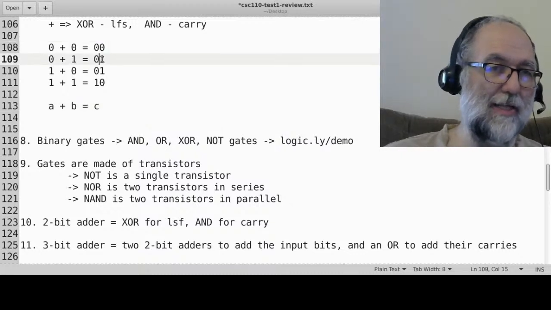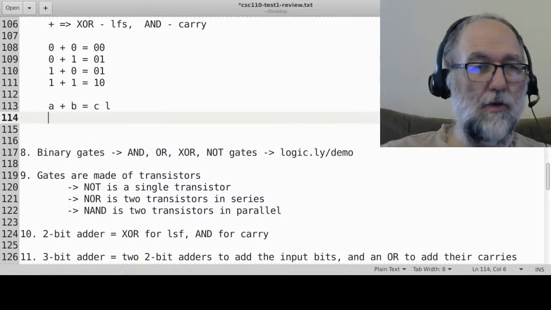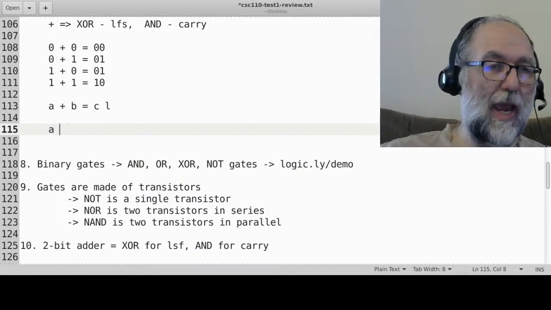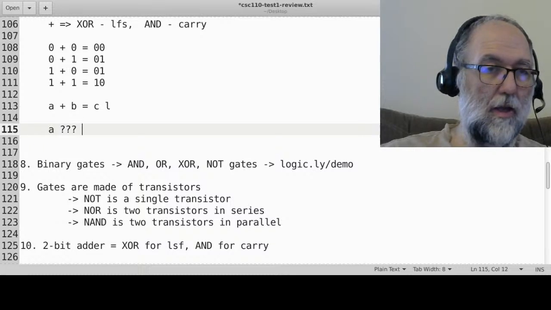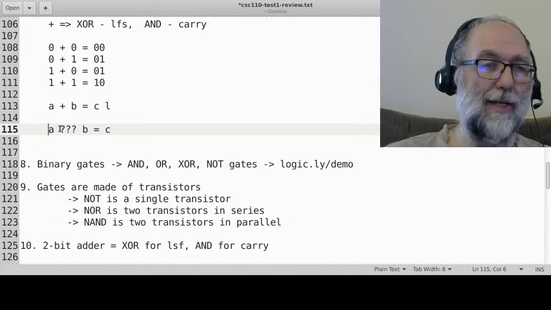And then it's also going to give you this last digit here. We called it the least significant figure, and we'll just call it L. And you say, is there a logical relationship between A, B, and C? How do A and B combine logically to give you C?